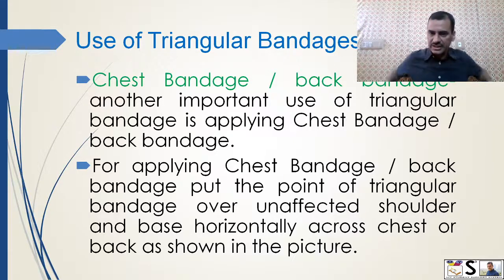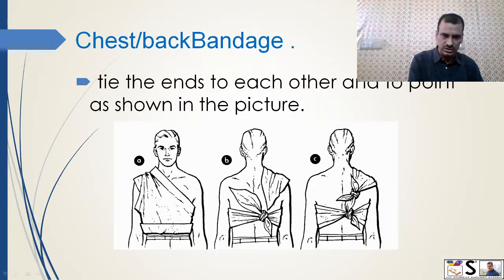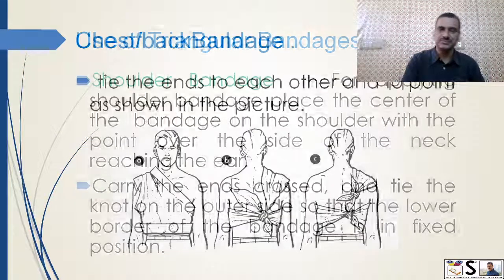The base should be horizontally across the chest or back as shown in the picture here. So this is the point going above. It means the part which is affected is here, slightly towards the left side. Base is here, and one end goes to this side and one end goes to this side. They come here. Then we tie the knot to each other. We tie the ends to each other, and one part of this end is tied with the point here. So in this way we tie the chest or back bandage.